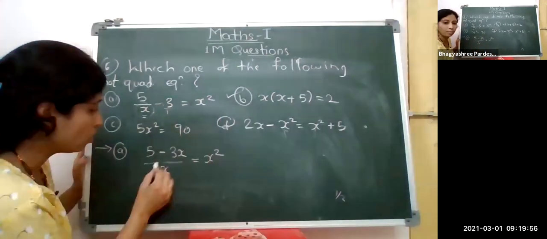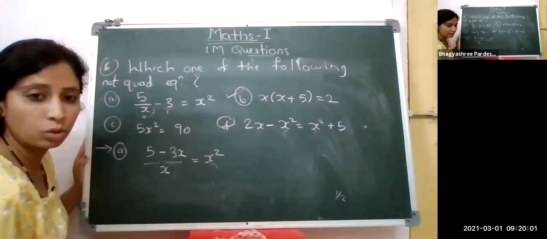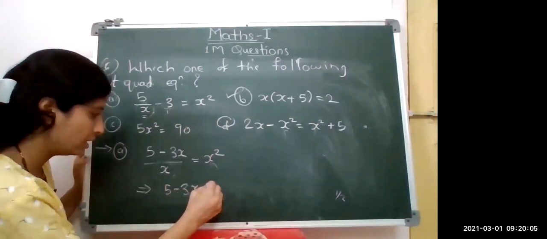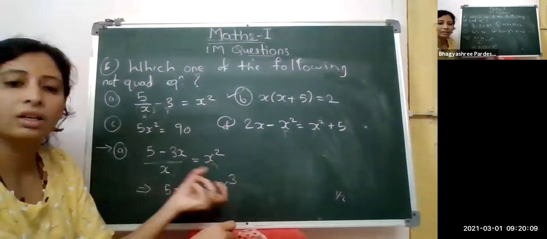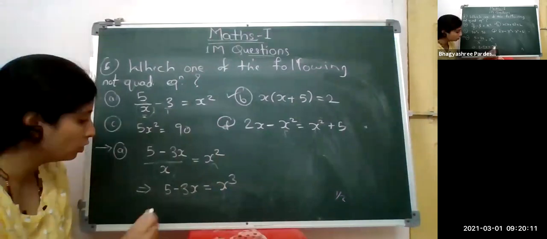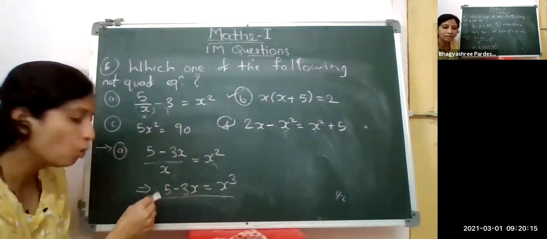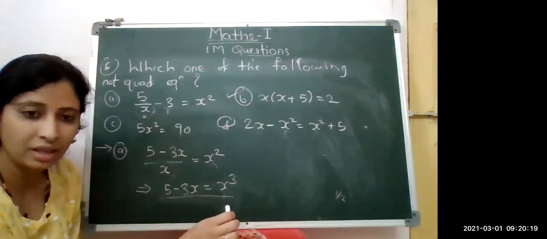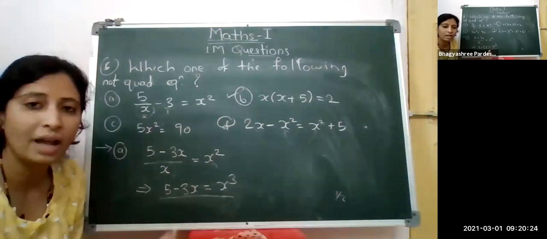Now, the denominator, transferring this side. So what will happen here? This is 5 minus 3x is equals to x square into x. We will get here x cubed. Now just write this in the standard form. No need to write, we can directly also do it. There is no variable in the denominator and no multiplication is pending. Just see what is the highest power. What is the highest power of x here?